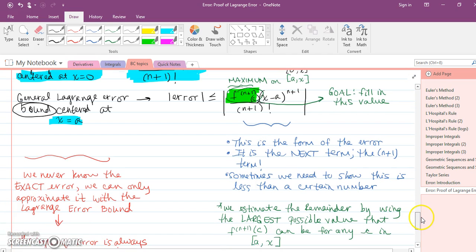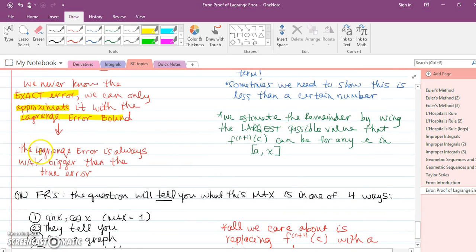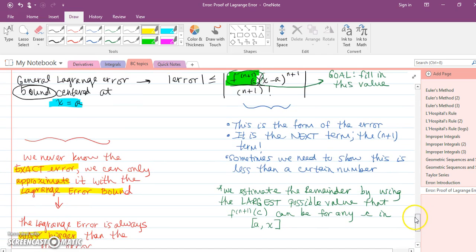Now, a couple of things to keep in mind about a Lagrange error bound. We never actually know the exact error. All we can do is approximate it with this Lagrange error bound. Another thing is the Lagrange error bound, because it's an approximation, it's always going to be way bigger than the true error. And we don't know what the true error is, but we're going to get as good as we can and just find the absolute maximum that the error could be.